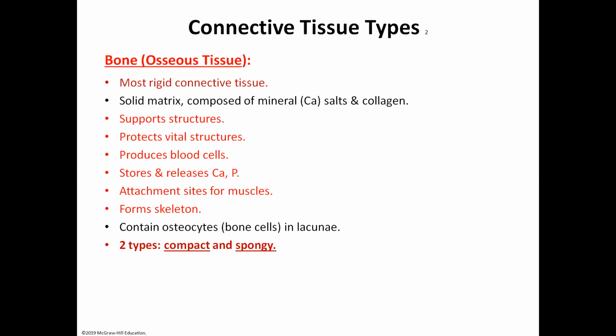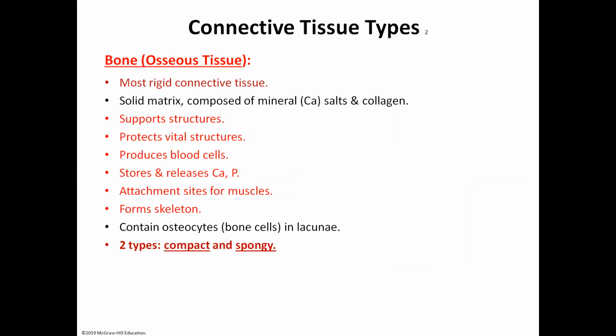It helps us to produce our blood cells. So when we think about our bone marrow, it helps us to store and release different minerals like calcium and phosphorus. It actually creates an attachment site for our muscles, and it helps us to form our skeleton. So bone does a lot. There are a lot of different functions to bone, and I'd greatly suggest that you know them.